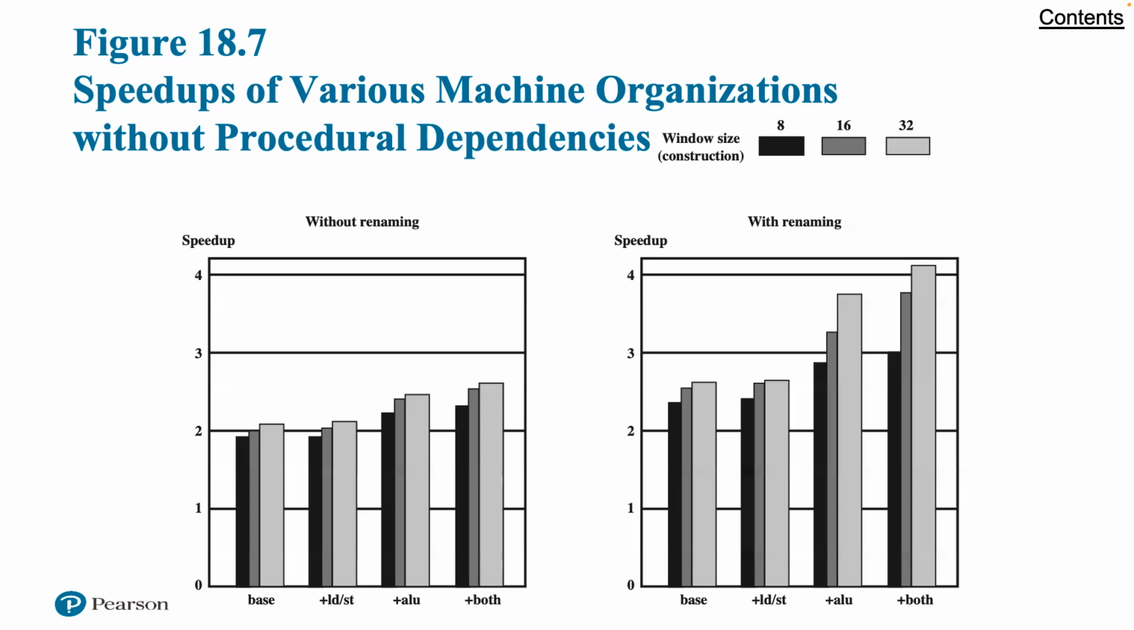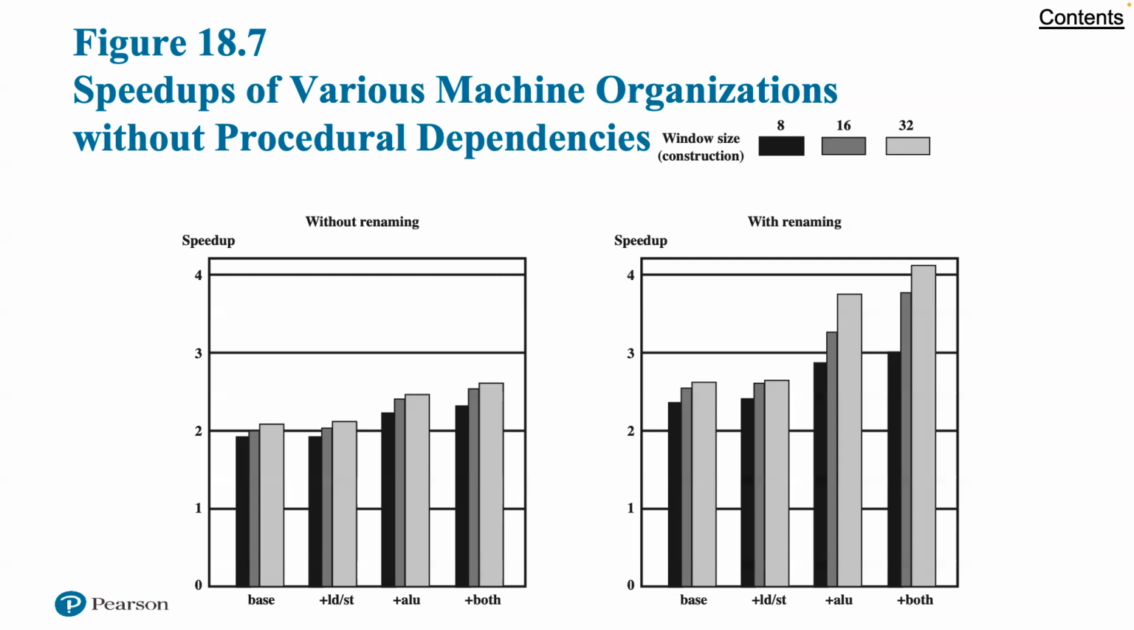In each graph, results are shown for instruction window sizes of 8, 16, and 32 instructions, which dictates the amount of look ahead the processor can do. The difference between the 2 graphs is that in the second, register renaming is allowed. This is equivalent to saying that the first graph reflects a machine that is limited by all dependencies, whereas the second graph corresponds to a machine that is limited only by true dependencies. The 2 graphs combined yield some important conclusions.